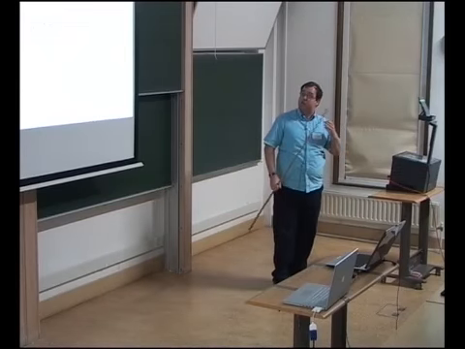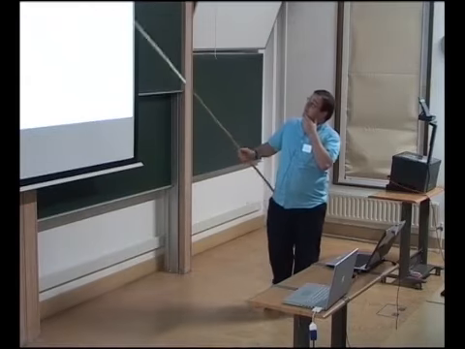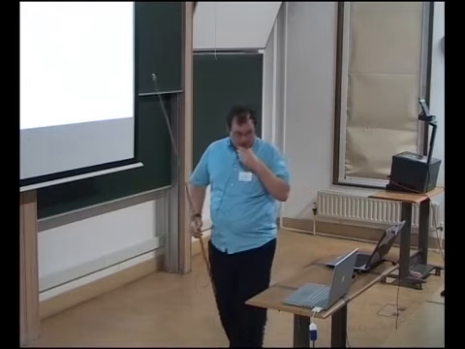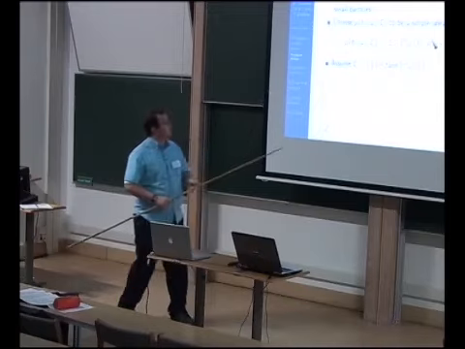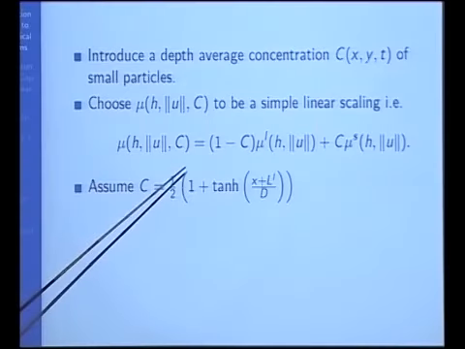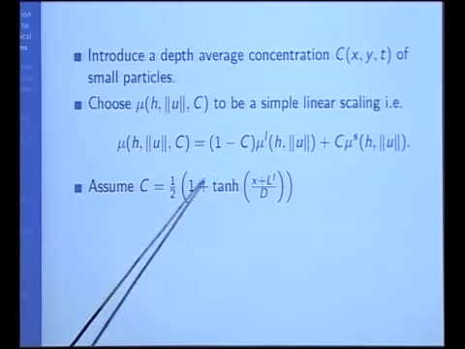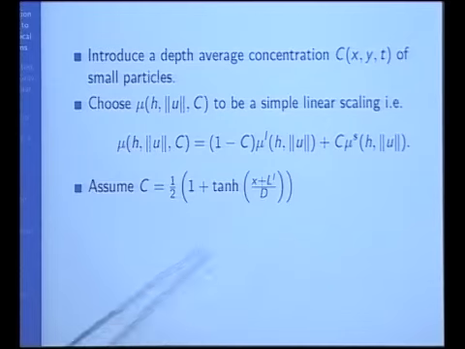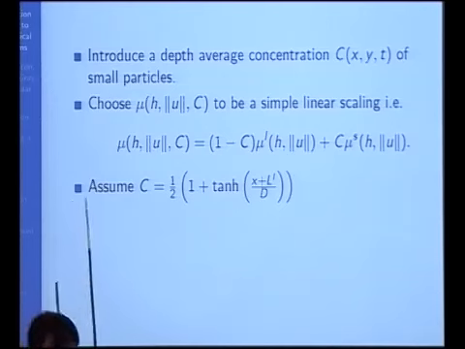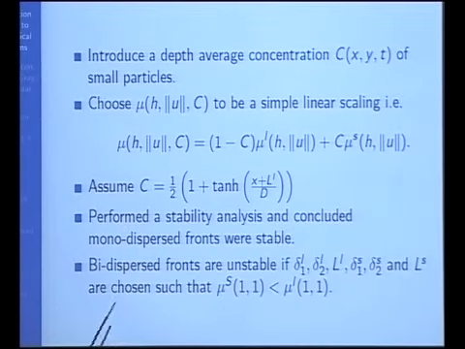So Olivier, in his first paper, also did a stability analysis of these flows. He came up with the idea that it's the segregation which causes these things to break down. So he introduced C to be a depth-averaged concentration of the small particles. They didn't have a model of the segregation, so they said the friction is some sort of linear combination of a large particle friction law and a small particle friction law. And because they didn't have a model of the segregation, they assumed the small particle distribution followed some sort of tanh function.